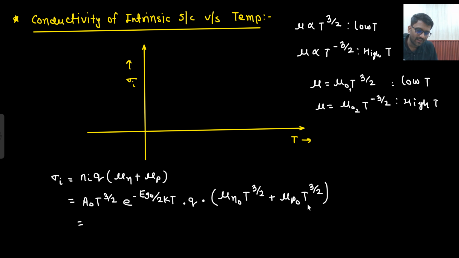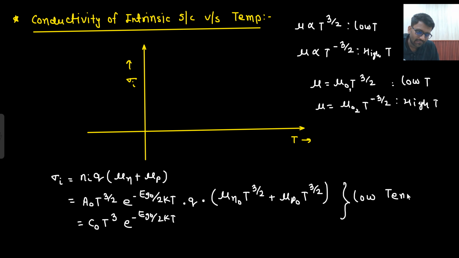So what will happen is that T to the power 3 by 2 will come outside. So what will I get? A naught T to the power 3 by 2, T to the power 3 by 2, both will be added, T to the power 3, and e to the power minus Eg naught by 2kT. q is a constant, mu n naught, mu p naught are also constants. A naught is also a constant. So constant multiplied with constant, multiplied with constant, what you will get? Another constant.